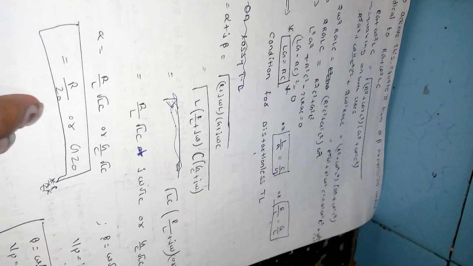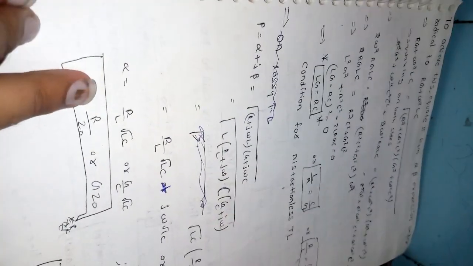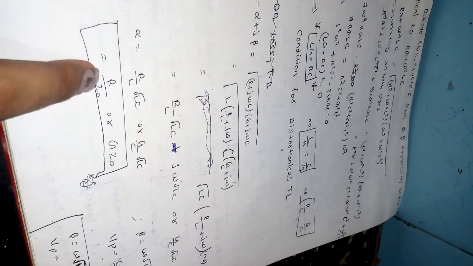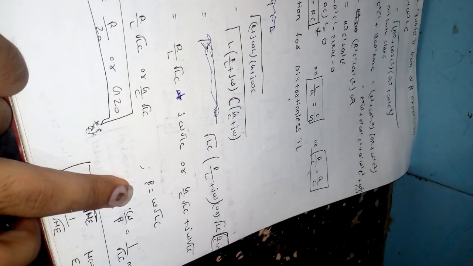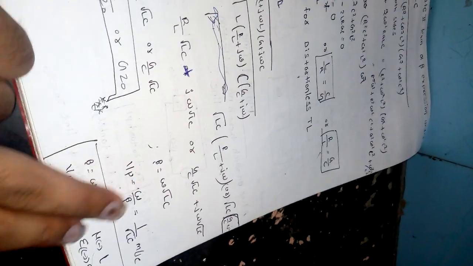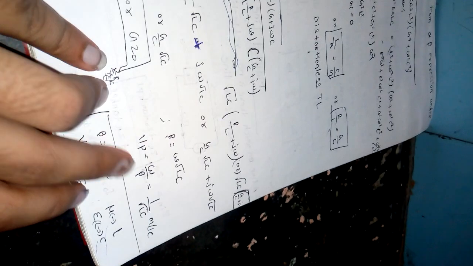Beta equal to ω under root LC, alpha equal to R by Z0. Still, remember in a distortionless transmission line, alpha equal to R by Z0, beta equal to ω under root LC, and Vp equal to 1 by under root LC.